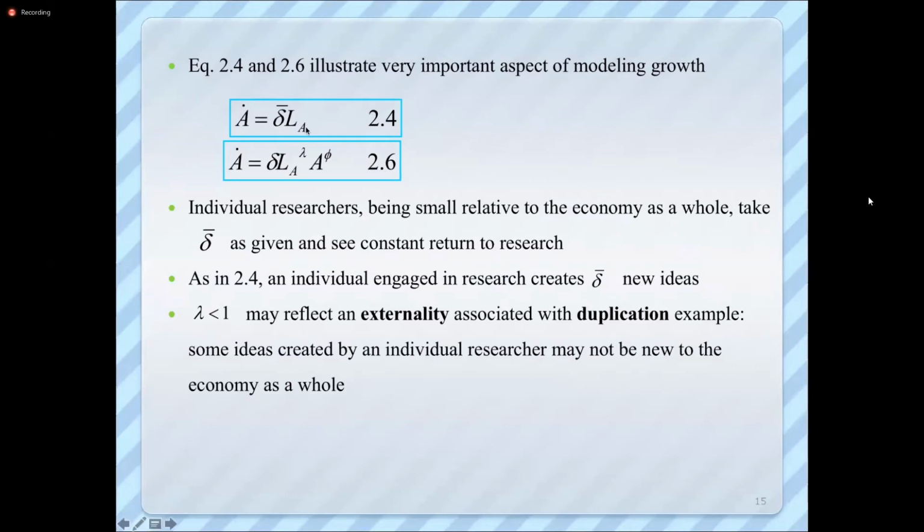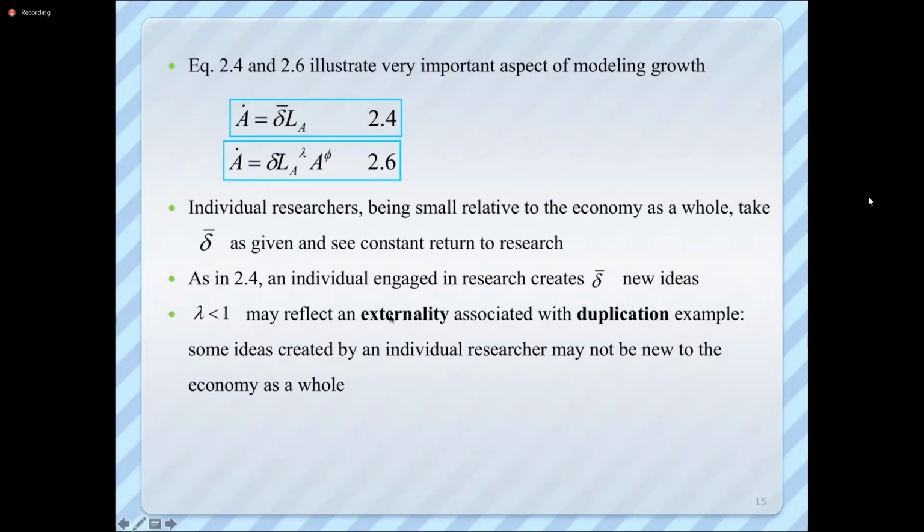Second, we extended L_A into L_A to the power of lambda. You are looking at the number of researchers, but at the same time you are looking at the possibility of duplication. Individual researchers, being very small relative to the economy as a whole, take delta hat as given and constant returns to scale. As in 2.4, an individual engaged in research creates delta hat new ideas. Therefore, lambda less than 1 means externality.